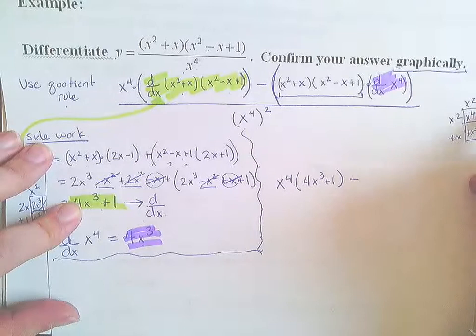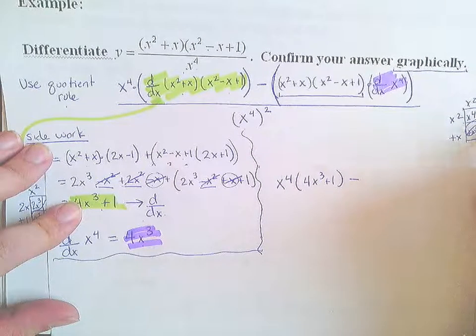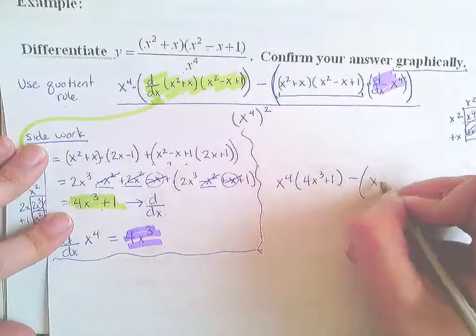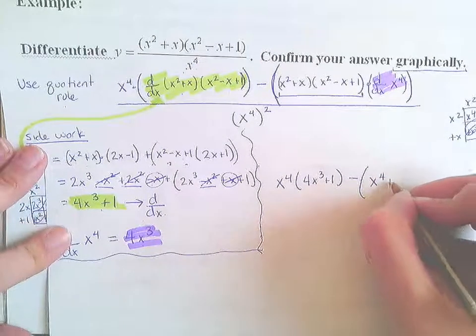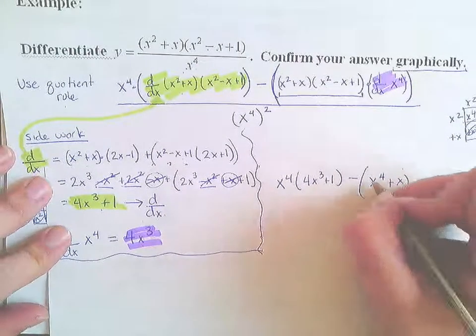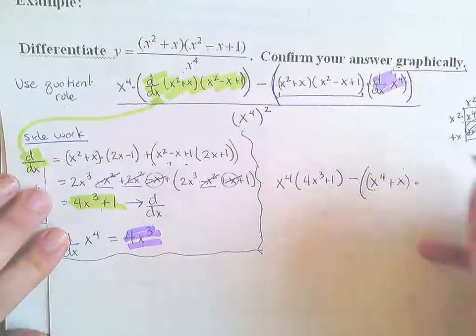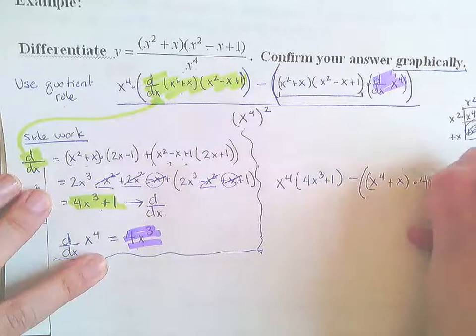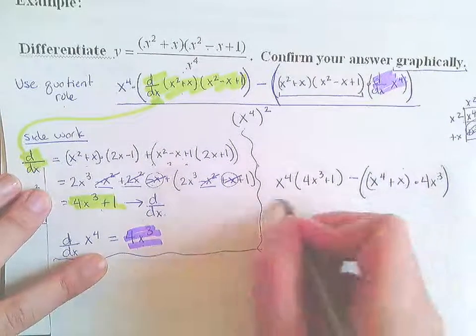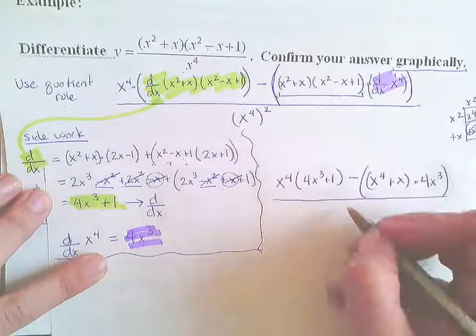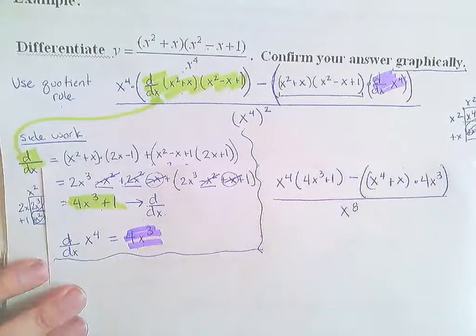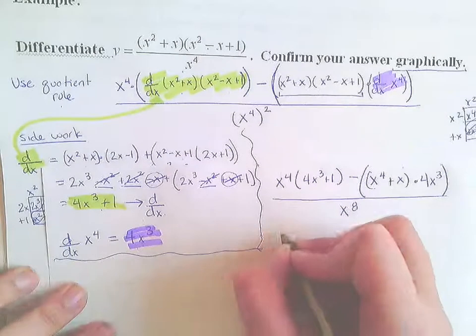So what do you notice? This is negative x cubed, positive x cubed, gone. Positive x squared, negative x squared, gone. So what are we left with? X to the fourth plus x. And then that gets multiplied by the purple derivative that we just got, which is 4x cubed. And all of that, of course, don't forget, is over x to the eighth. Now the rest of it is just cleaning it up and getting the correct answer.